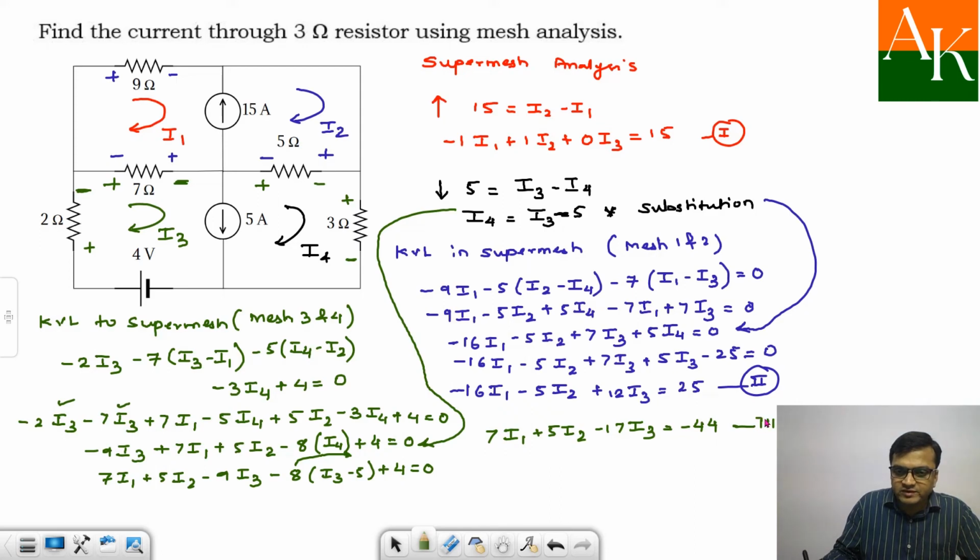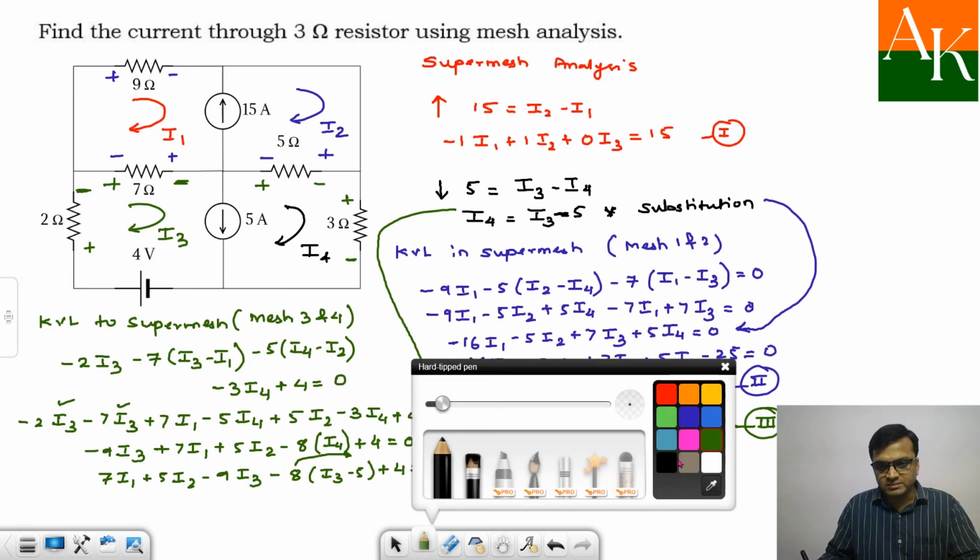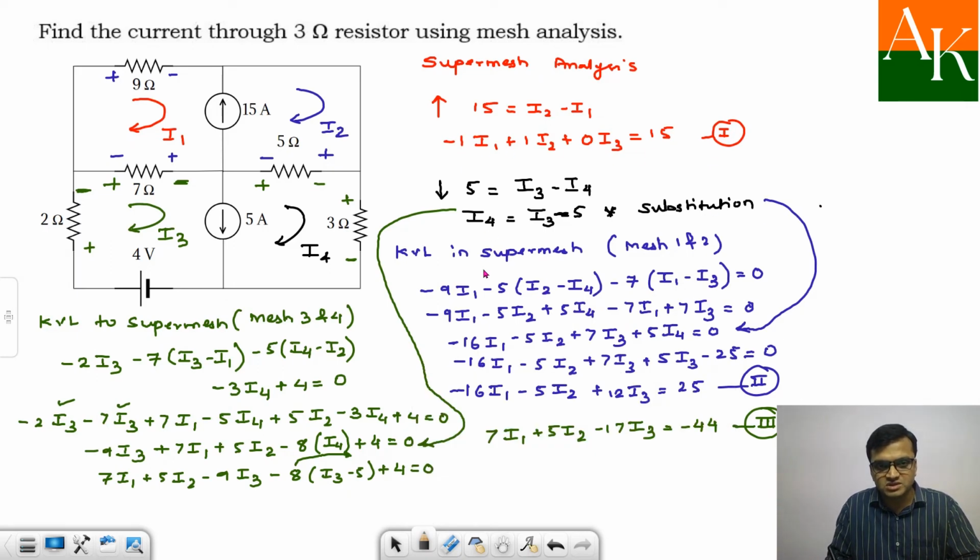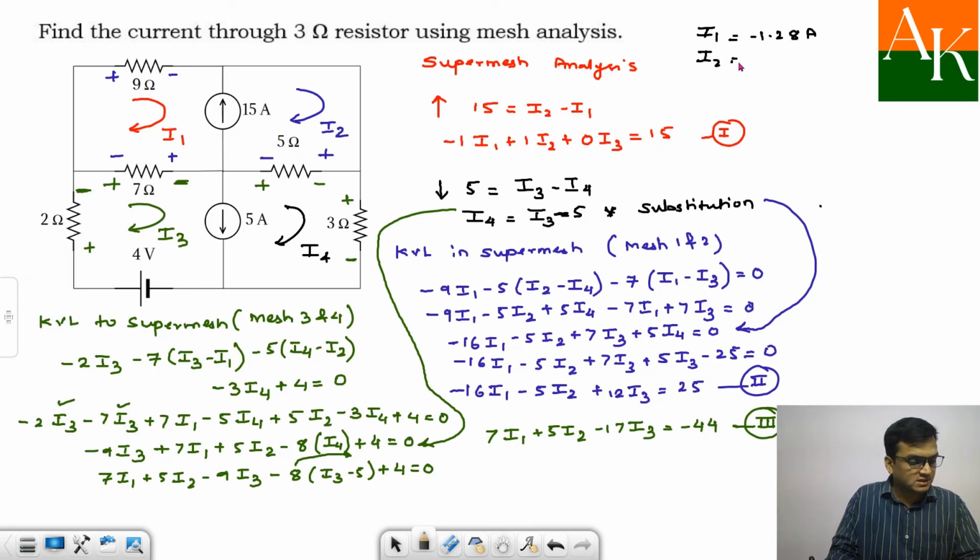Slightly I am moving faster over here. You can check this thing. So there are three equations, and I have three unknowns with me. The first equation is over here, minus 1, 1, 0, 15. These are the coefficients and constant. Here I will have minus 16, minus 5, plus 12, 25, 7, 5, minus 17 and 44. So once you solve this using a calculator, I will have I1 as minus 1.28 ampere, I2 as 13.72 ampere, I3 as 6.09 ampere, and that's it.